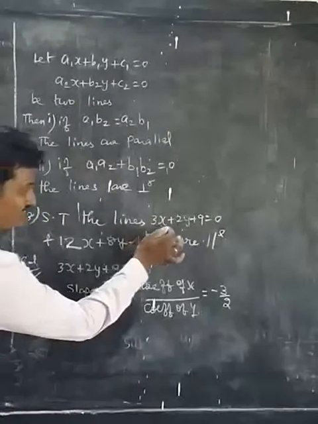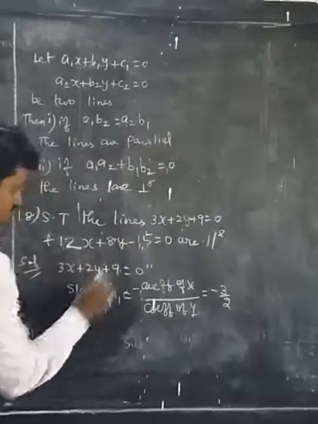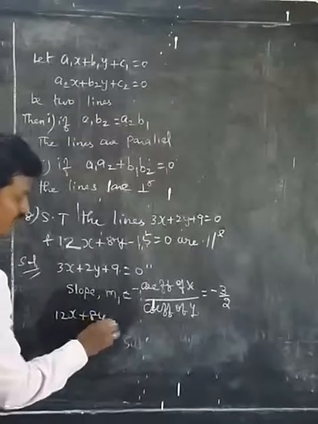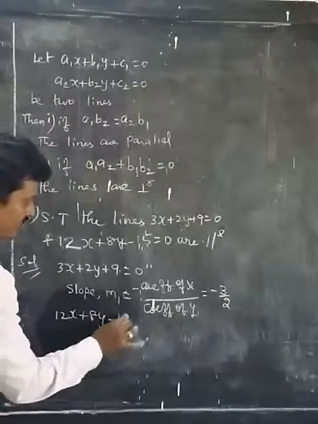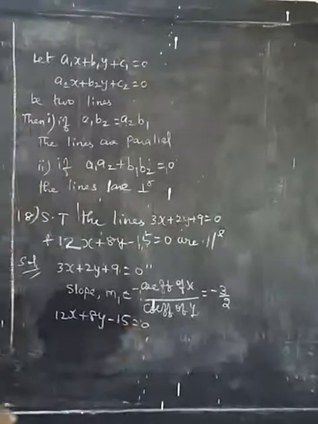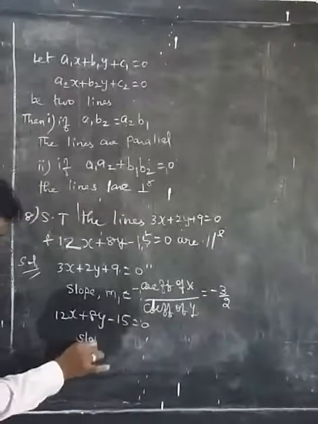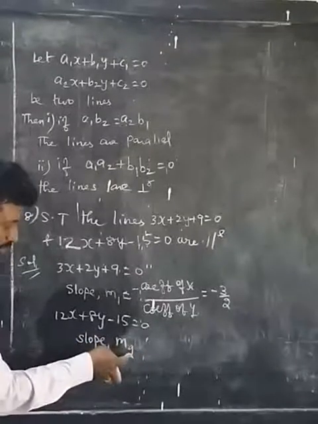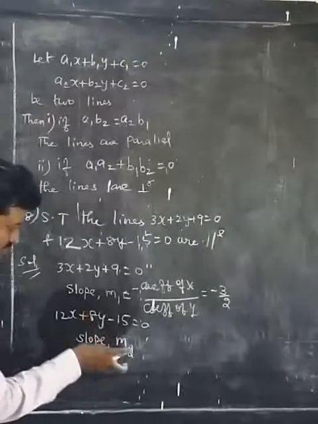Similarly, I am going to take the second equation, 12x plus, the second equation I am writing now, and we will try to find the slope of the second straight line. What is the slope formula? Now we will write the symbol as m2 to represent the slope of the second line. This is the slope of the first line.